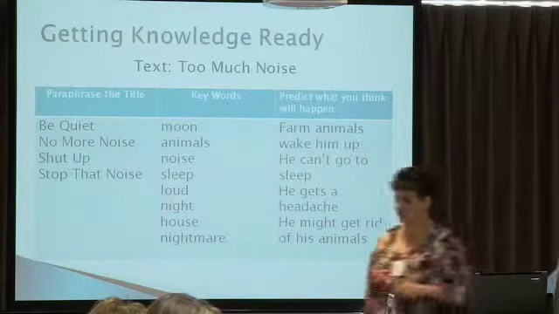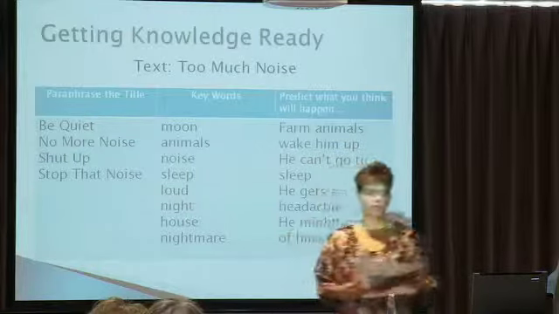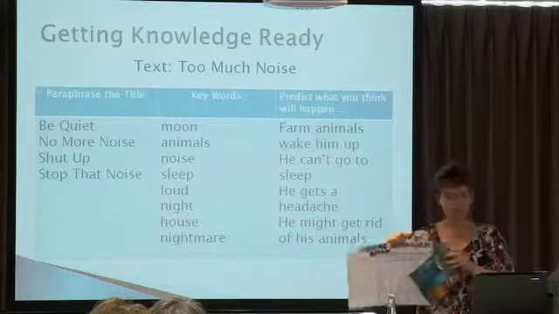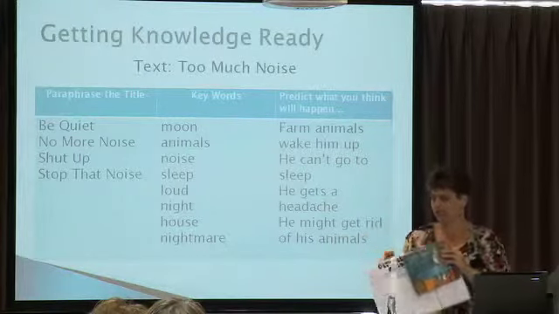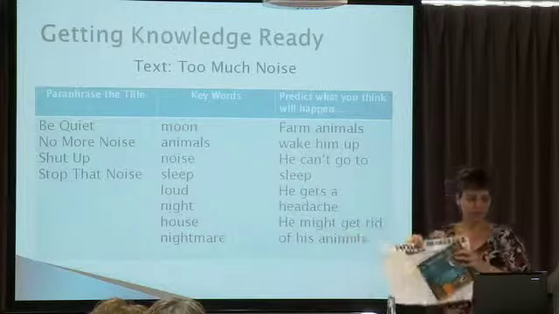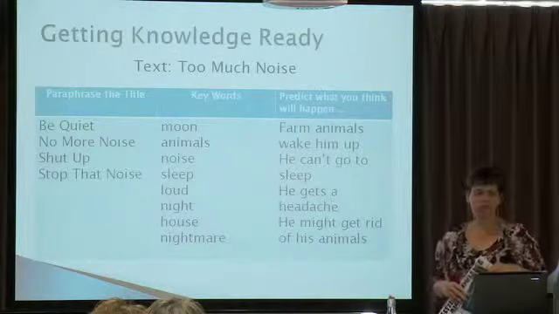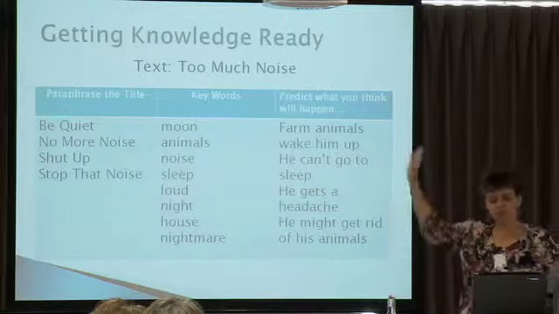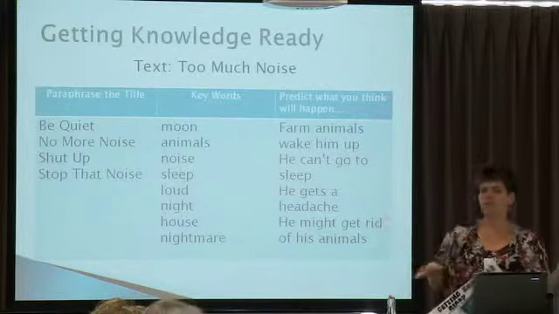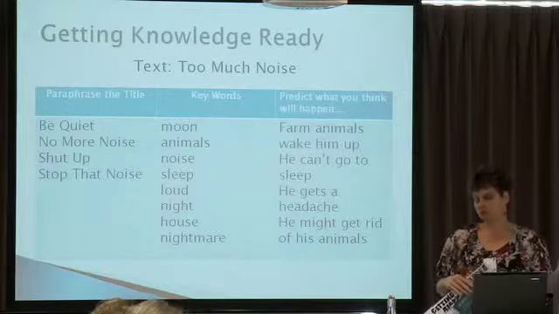Getting knowledge ready. What we've put into place for a lot of our text is, as the students have got their text, prior to beginning with any text, they automatically go to one of these Blackline Masters, which is what it is up there. Straight away, paraphrase the title, think of the key words, predict what you think is going to happen. So that's an automatic one that they do every time they get a new text.